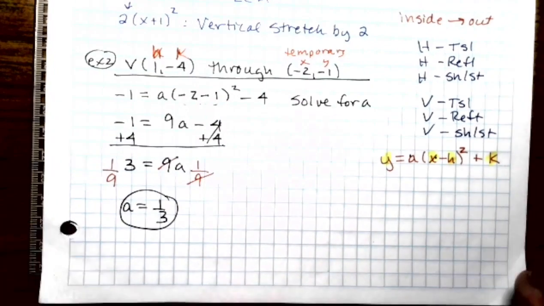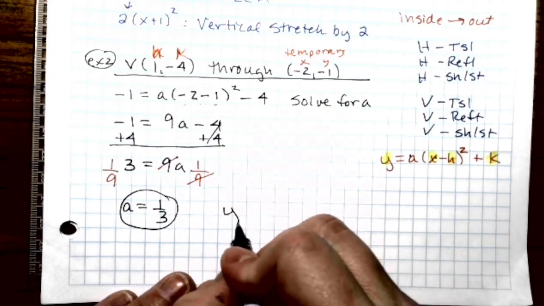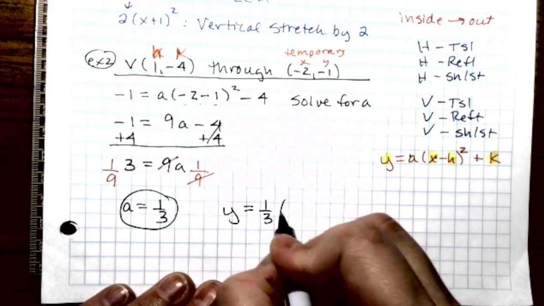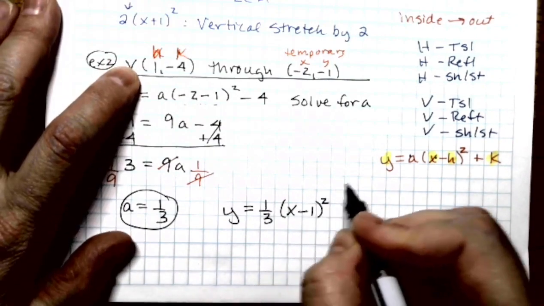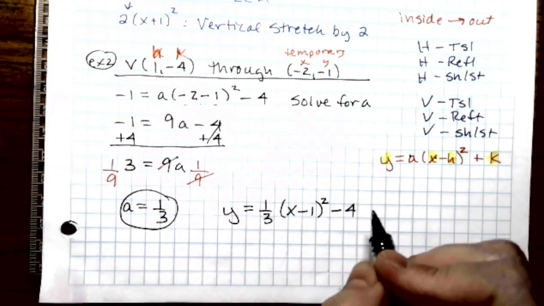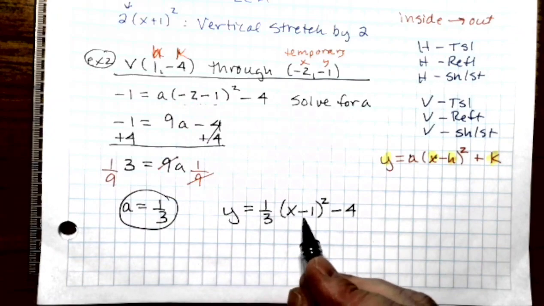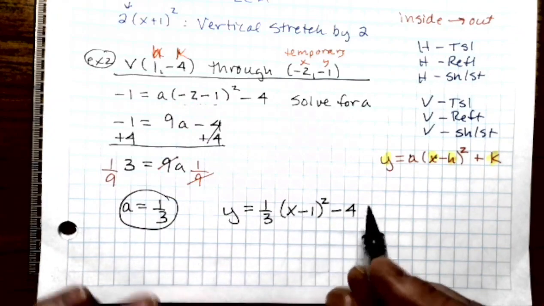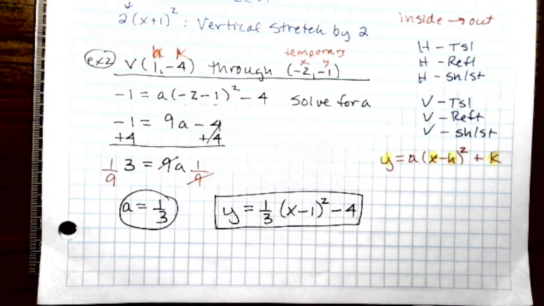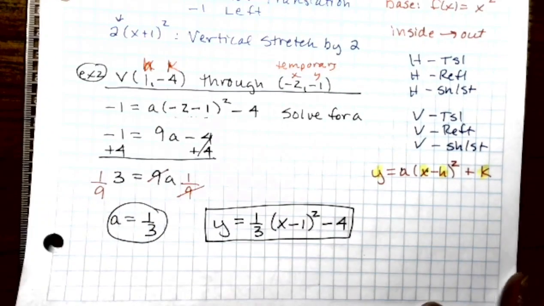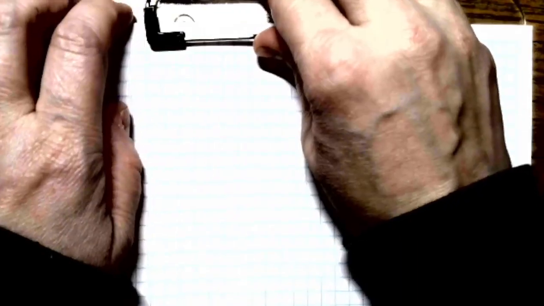Once you've got your a value, now you can write your equation. y equals 1/3 times (x minus 1) quantity squared, and then -4 for the k. It's always the opposite sign for the x and the same sign for the y. And that is our answer. Okay. Let's do another example of a question.